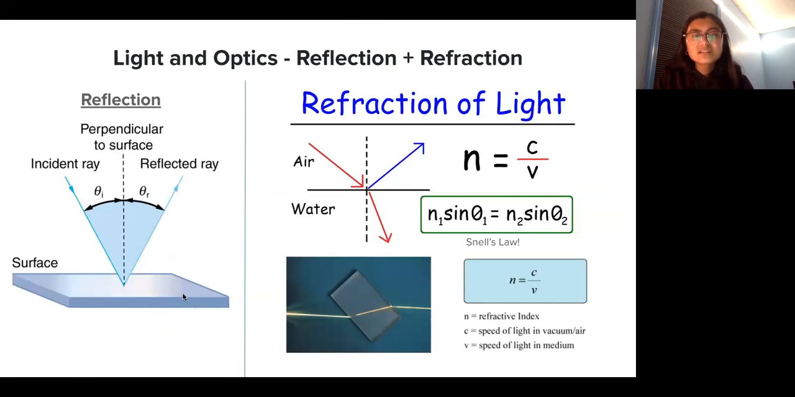Laws of reflection and refraction. So reflection is quite literally what it sounds like, that these angles are going to be identical. And then refraction, you should know Snell's law, where n is the refractive index, related to the speed of light in vacuum or air over the speed of light in a medium. You might be asked to calculate this. And then relating it to light traveling through two different mediums, you can use Snell's law right here.